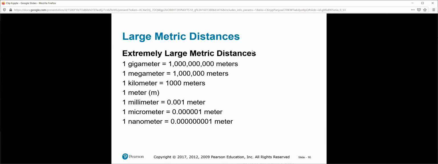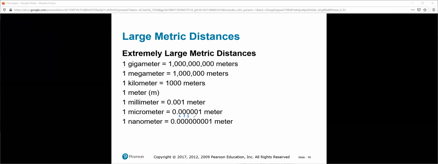There are lots of different prefixes in the metric system depending on what you're talking about, and they all follow the same basic principle. Mega is 1,000,000, giga is 1,000,000,000, micro is, what's that, a millionth, I think, right? Tenths, hundredths, thousandths, 10,000, 100,000, millionths. Yep, micro is a millionth.